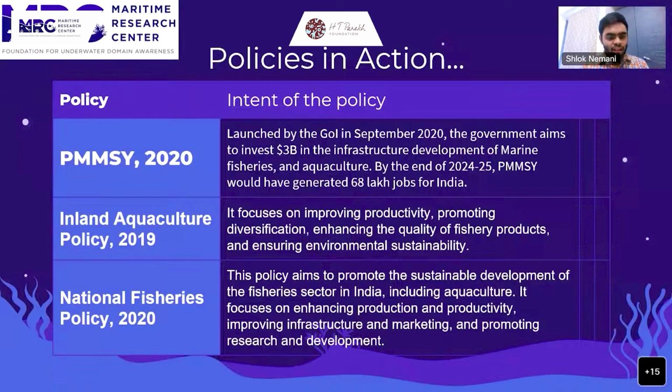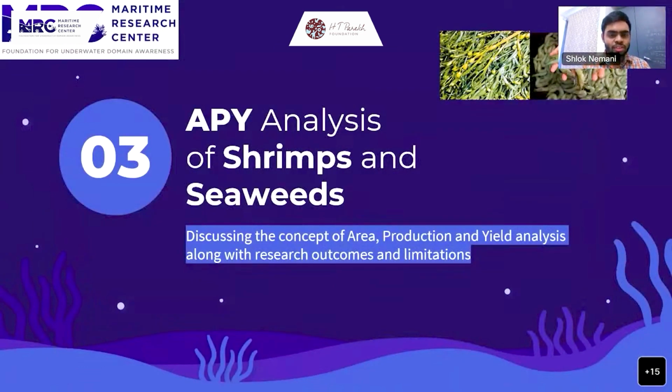Coming to the second, the inland aquaculture policy focuses on improving productivity, which is the main concern, in order to get more production out of a certain land, and also ensures environmental sustainability. The third is the National Fisheries Policy Act 2020. It also promotes the sustainable development of the fisheries sector in India, including aquaculture, and focuses on marketing and promoting research in this context. Now coming to the core of the topic, which is the APY analysis for shrimps as well as seaweeds. In this, we will discuss the concept of area, production and yield analysis, along with the research outcomes and the limitations we face.